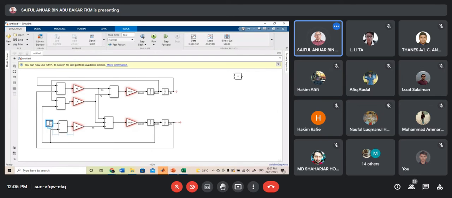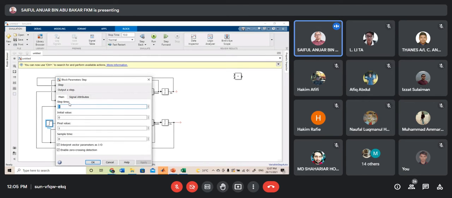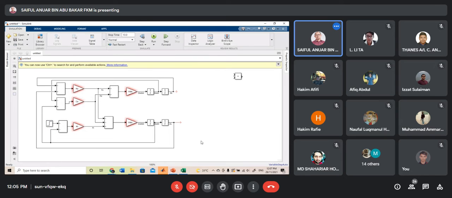Step time, let's say 1. Final value is 0.075. Okay, done. So now we just put our scope.